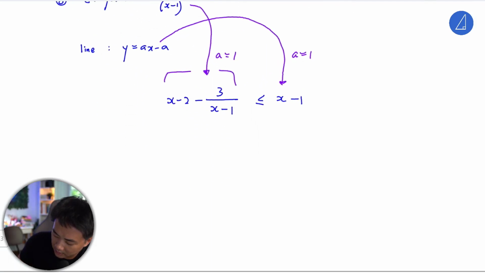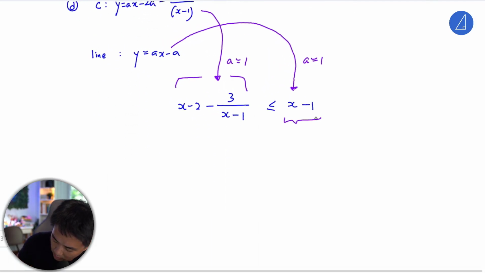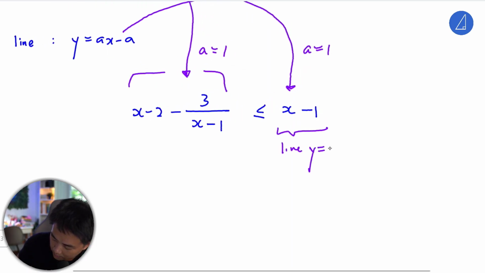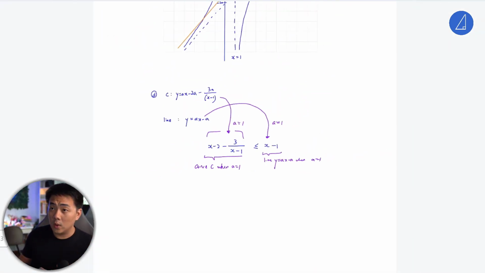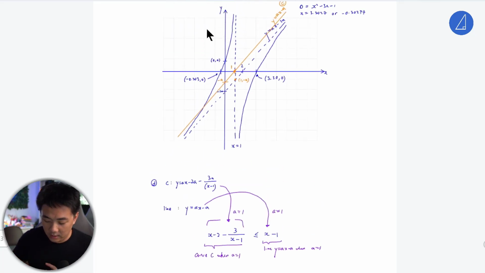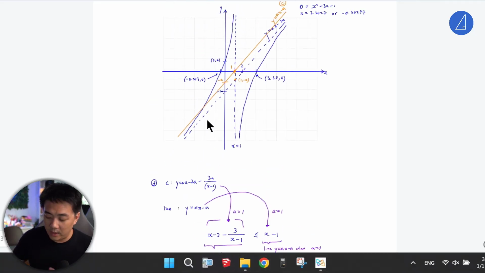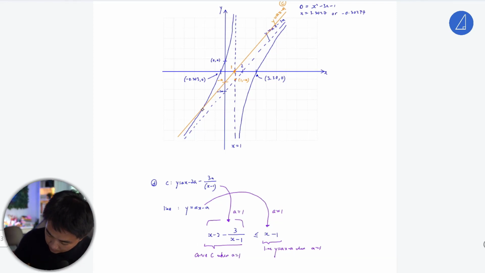Both of it. So this is a line of y equals ax minus a when a equals 1. This is C, curve C when a equals 1. Essentially what we do is sketch the curve here using a equals 1. Just now I used a equals 2. Then we need to find the intersection of the curve here where a equals 1. That's about it. And we need the curve to be smaller than the line.